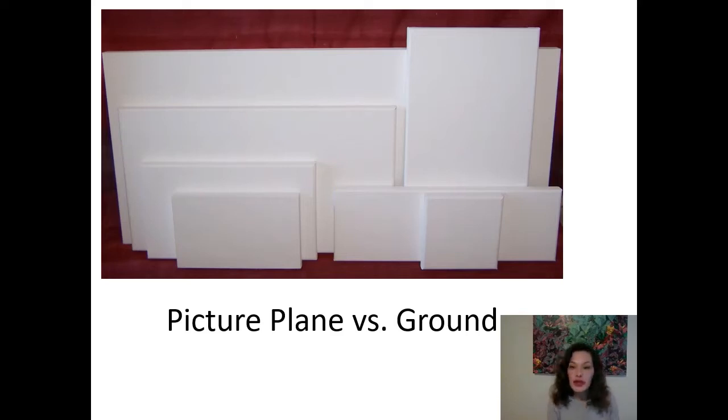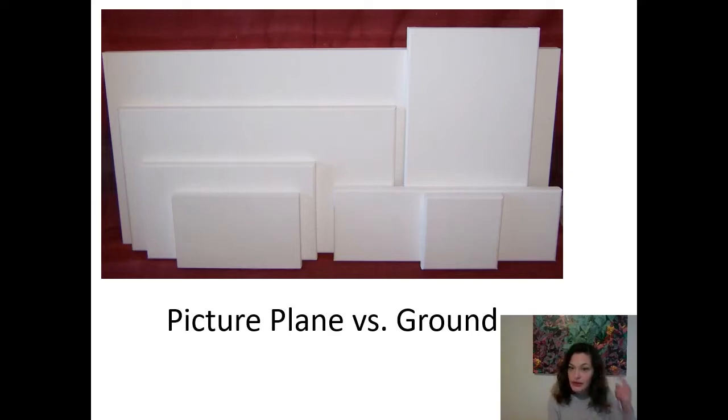Is it going to be a rectangle? Is it going to be a square? Is it going to be vertical, which would suggest something like portraiture? Is it going to be horizontal, which might suggest something like a landscape, even if it's an abstract piece? You know, we even talk about portrait or landscape mode when we talk about photography. So there's a difference between the picture plane and the ground. More vocab to keep in mind.